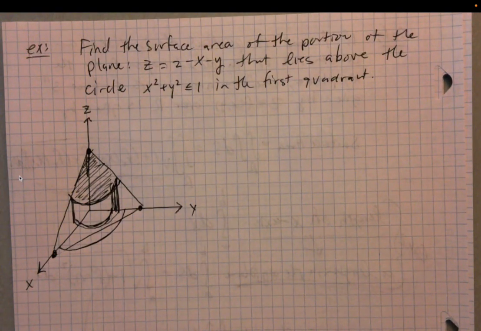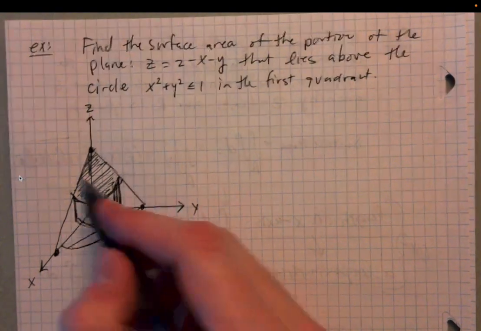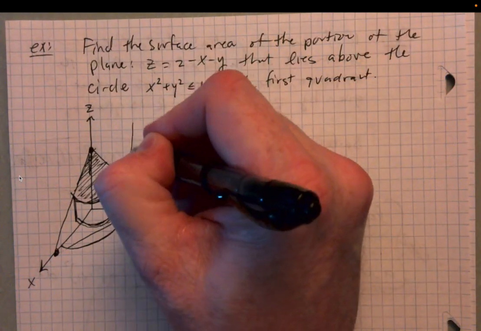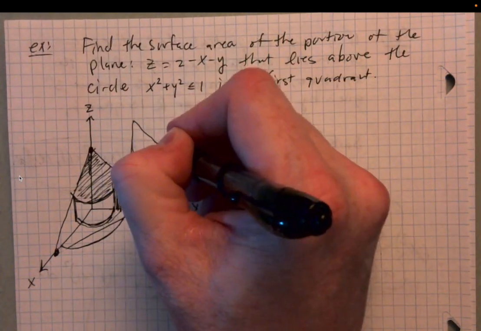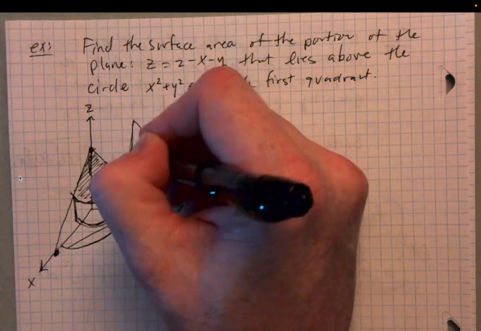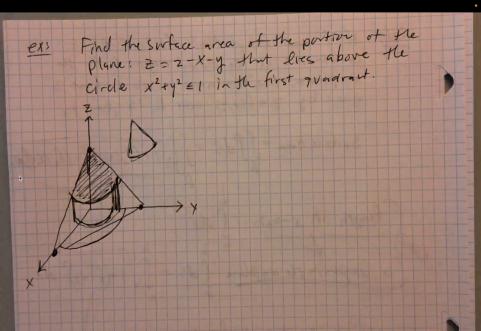It looks a bit like this. It's kind of like a pizza slice maybe. Okay, so that's the piece we're interested in. Terrible drawing, apologies. But this is the part that we want to know the surface area of.